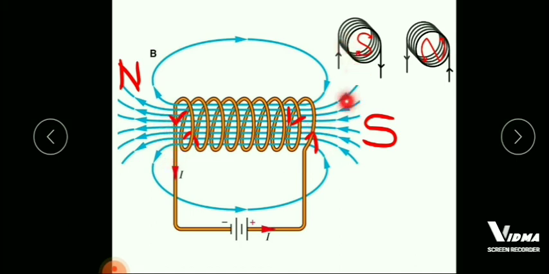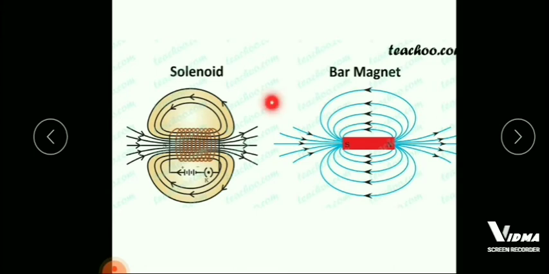Here you can see the field lines are entering this south pole, and the field lines are coming out from this north pole. Comparing this with the bar magnet, the field lines enter the south pole here also, and come out from the north pole, the same as here. So we can say that whenever a current passes through it, a solenoid resembles a bar magnet.